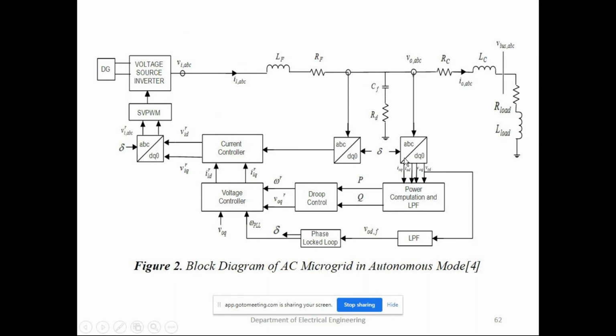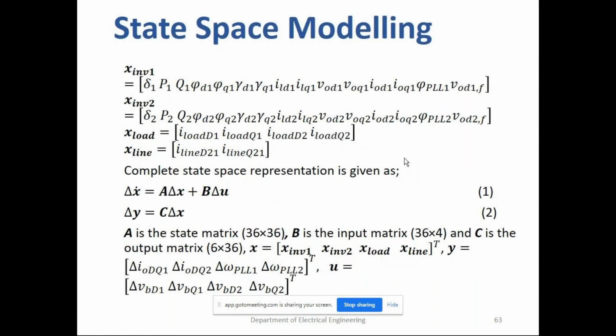Now, these are the two modes: one is your grid connected mode and the other is autonomous mode. So when you go for the formulation of the state space, there are a lot of states involved. Some states are faster states, some states are the slower states, and some states are intermediate between the fast and slow. So when you linearize, all of you know about the operating point, some small excursion, and this is the incremental state space that you take into consideration.